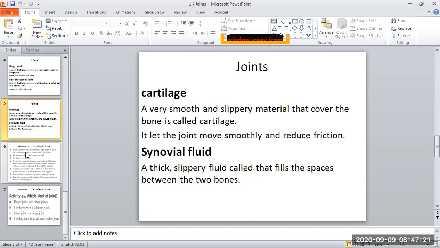Then synovial fluid. What is synovial fluid? A thick, slippery fluid that fills the space between the two bones. Okay, you can see on your book page number 13. Here is the synovial fluid that is around your bone. Okay, that is called synovial fluid.